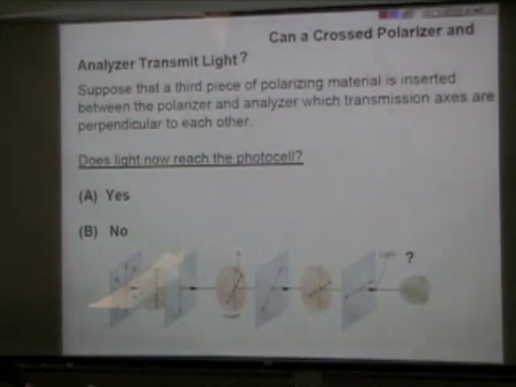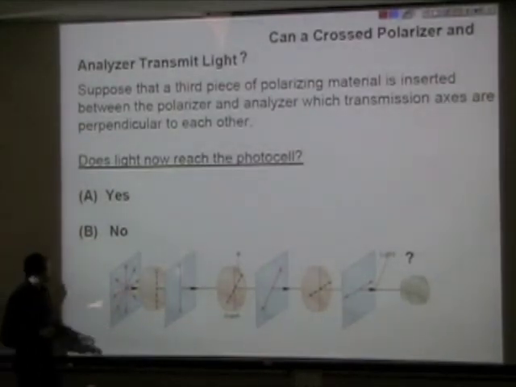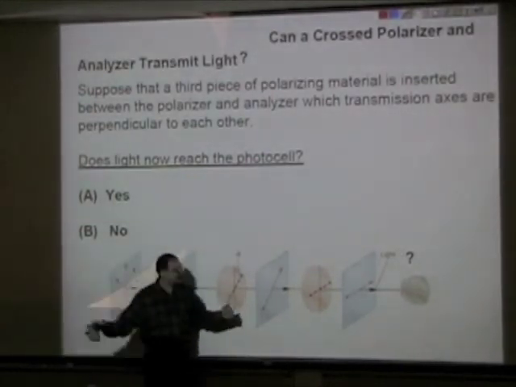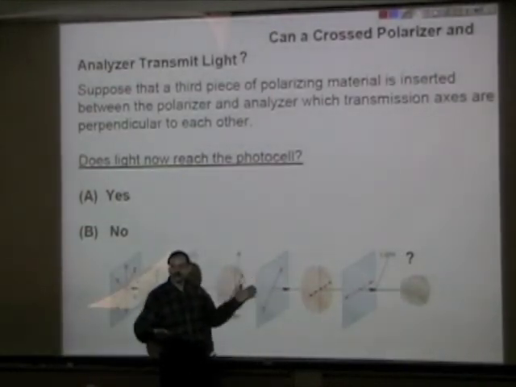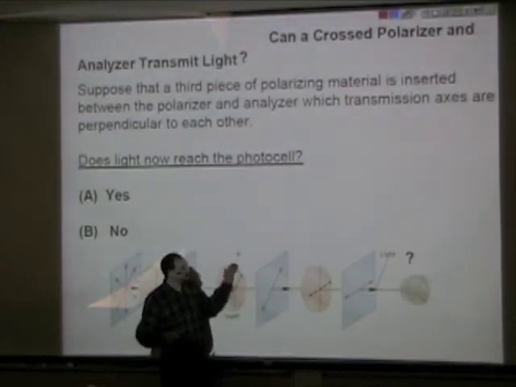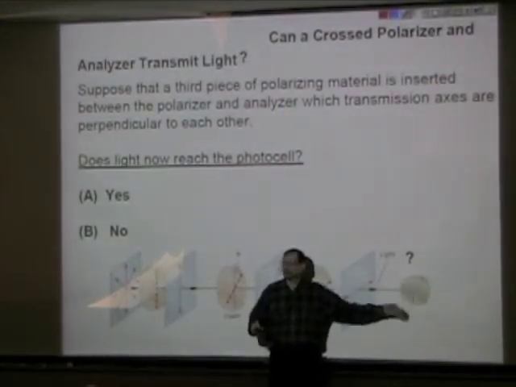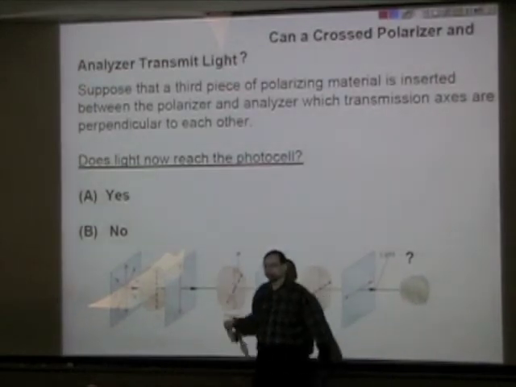I have one more polarizer, number 3. My first polarizer is this. My second polarizer is right now in this, and I don't have anything yet in between. So there is no light here. We don't have to use a photocell to detect it. We can use our eyes: no light.